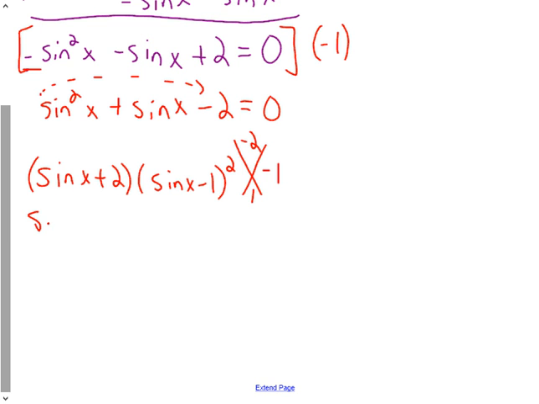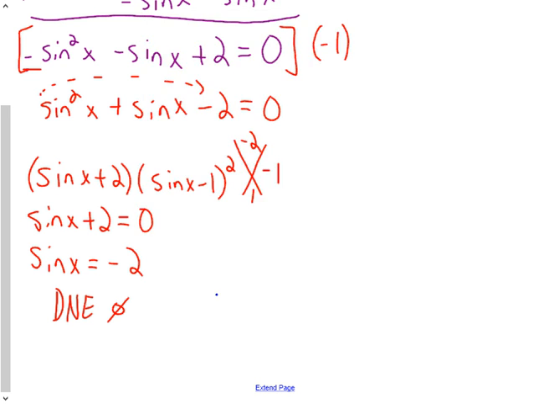Now, sine of x plus 2, set it equal to 0, and that's not going to give us a nice answer, because sine of x can't equal negative 2. So this one was a does not exist or a null set, right? So none, but the other answer can still work, right? Sine of x minus 1 equals 0 gives us sine of x equals 1.